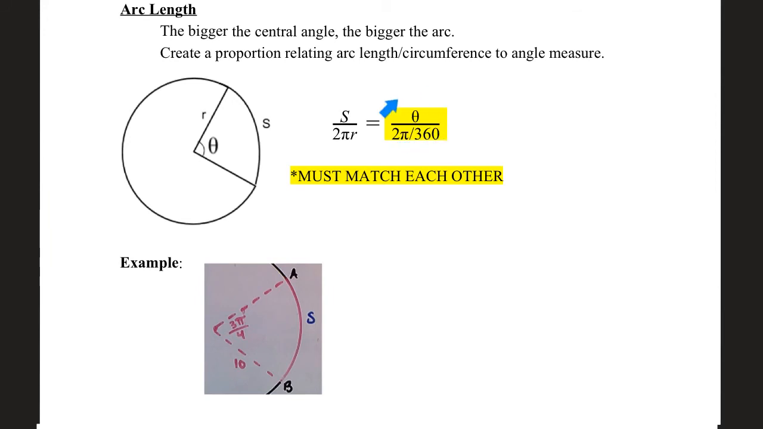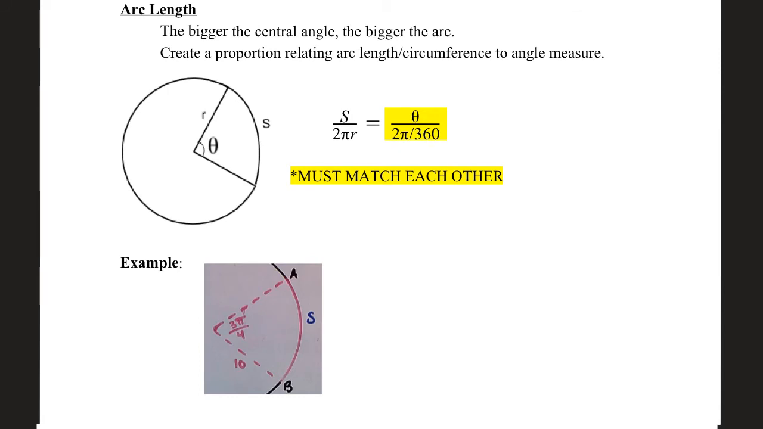And then the same thing over here on the right side. We have theta, which is the part. And theta is either given in the two ways that we just talked about up above. It's either given to you in degrees, which therefore you would choose 360, which is the whole thing around the circle, around the center point. Or if it's given to you in radians, you would use 2 pi because it takes 2 pi to go all the way around in radians. So these two guys must match each other. So let's do this quickie example right here.